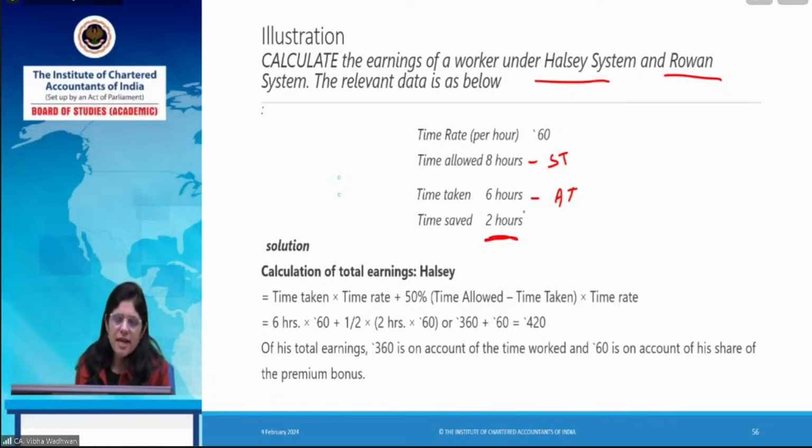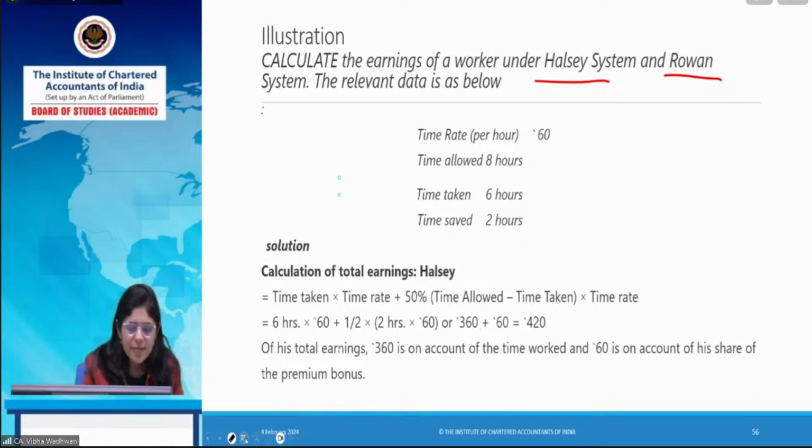Calculate the earnings as per Rowan and Halsey on your own. Try it on your own. Calculate as per Halsey and Rowan. Please do it quickly. Calculate as per Rowan and Halsey and give me the answer. First, calculate as per Halsey. The total earnings as per Halsey and then Rowan.